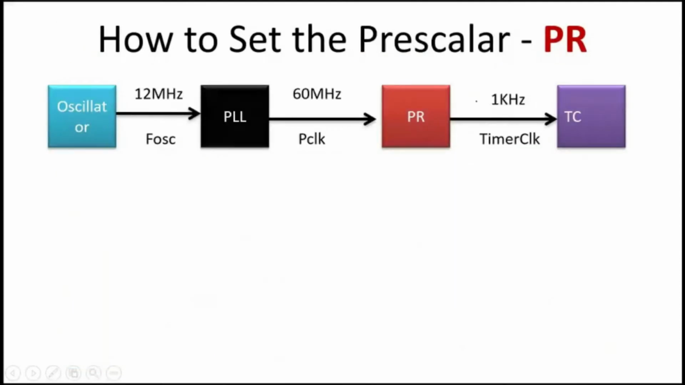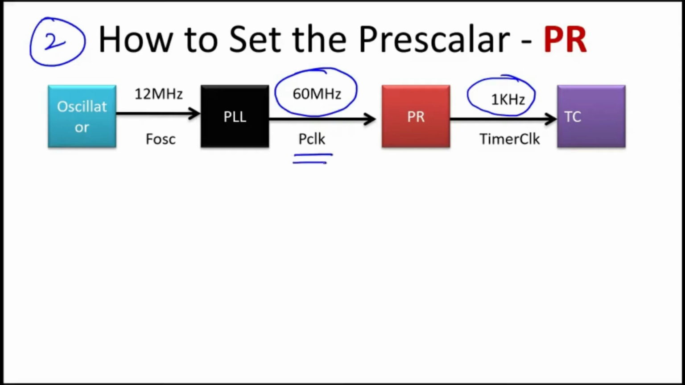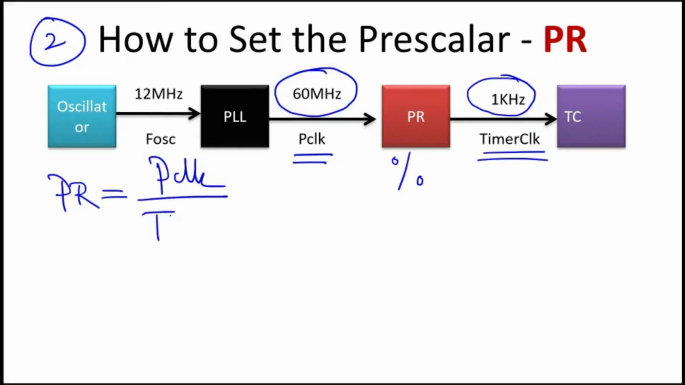Next one, how to set the prescaler. This is pretty simple maths. The incoming clock is 60 MHz. What is the clock that you want the timer to count? I call this the peripheral clock and this my timer clock. So by what factor do I have to divide this? What is the prescaler register value? The prescaler register value is equal to the incoming peripheral clock value divided by the factor by which you want to divide it so that the timer clock is achieved.